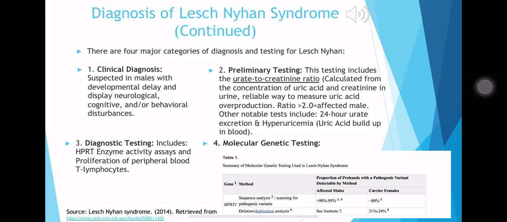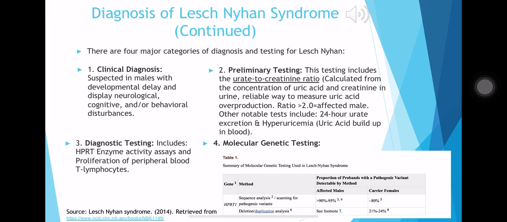Another category that occurs in the diagnosis testing process is diagnostic testing. This is when healthcare providers get into the HPRT enzyme activity assays, which we have discussed assays in previous lectures, and proliferation of peripheral blood T lymphocytes. This test is done to monitor for certain components of purines in the blood.